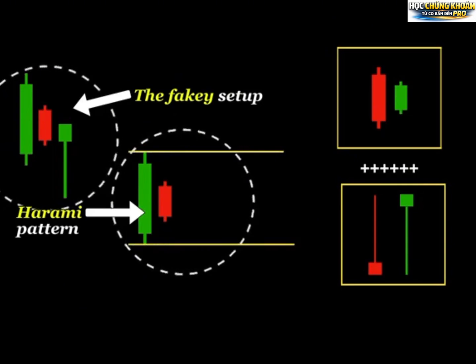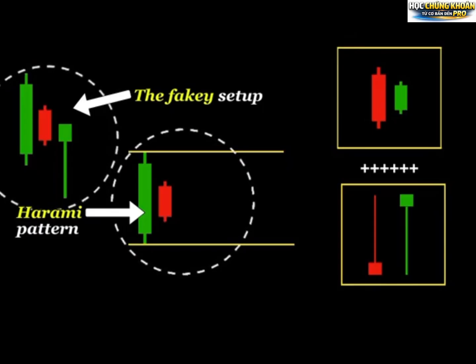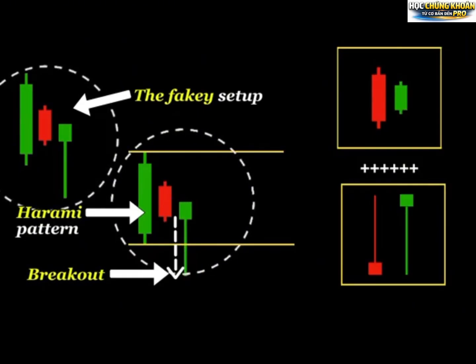At this point, we draw two important lines, one above the high of the mother candle, and one below the low of the mother candle. These two lines define the range of the harami pattern. Now something interesting happens. Sometimes the market breaks outside this range, which normally suggests that the market will continue in the direction of the breakout. But in a fakie setup, the breakout fails.